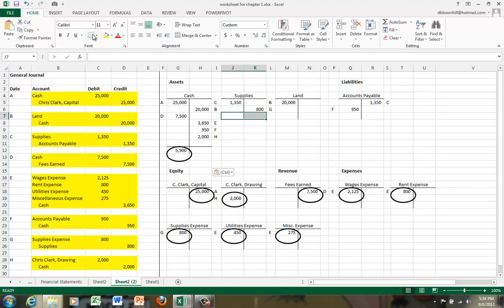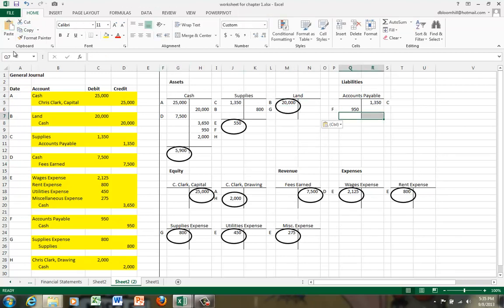$5,900 in cash. In terms of supplies, supplies is also an asset, so the $1,350 is an increase and the $800 is a decrease. So we see that we wind up with $550 in supplies, which is just what Transaction G told us. Transaction G told us that $550 worth of supplies remain. Land, the balance is just the $20,000 on the debit side.